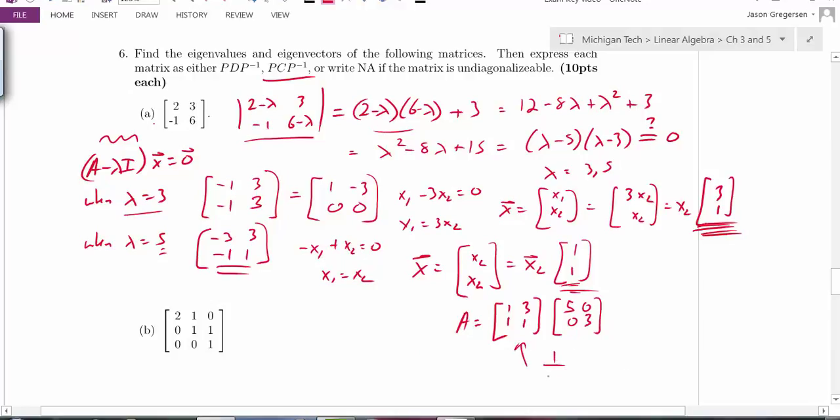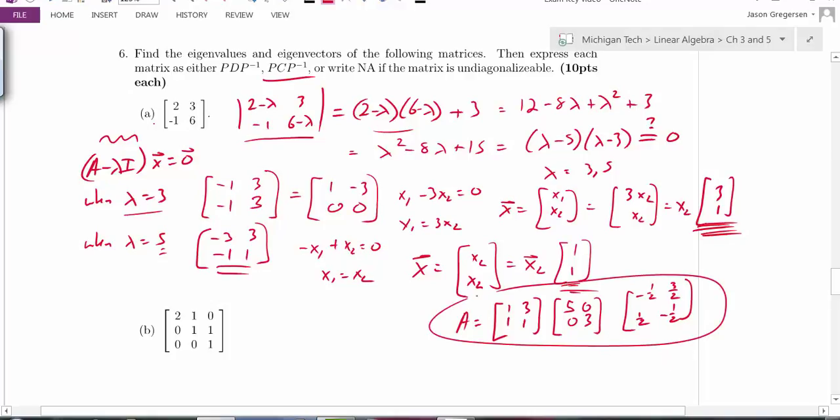So this would be 1 over the determinant, which is 1 minus 3. And then I would switch the values on the main diagonal and change the sign of the values on the off diagonal. So this would look like negative 1/2, 3/2, 1/2, and negative 1/2. That would be my matrix P inverse. So I could write that in here. Clean up a little bit of my work, and this would be the diagonalization.